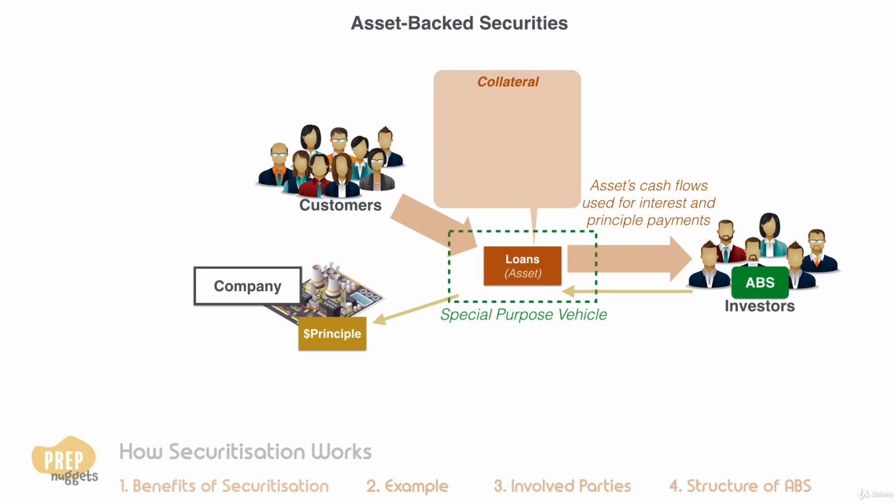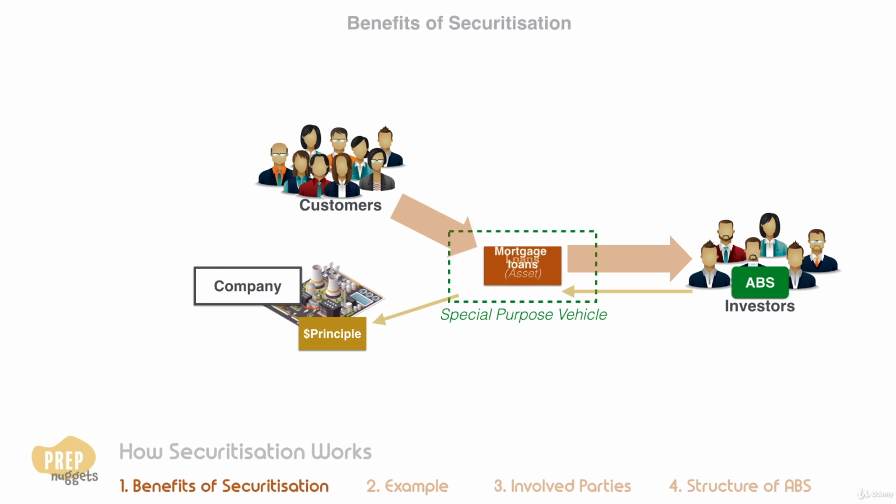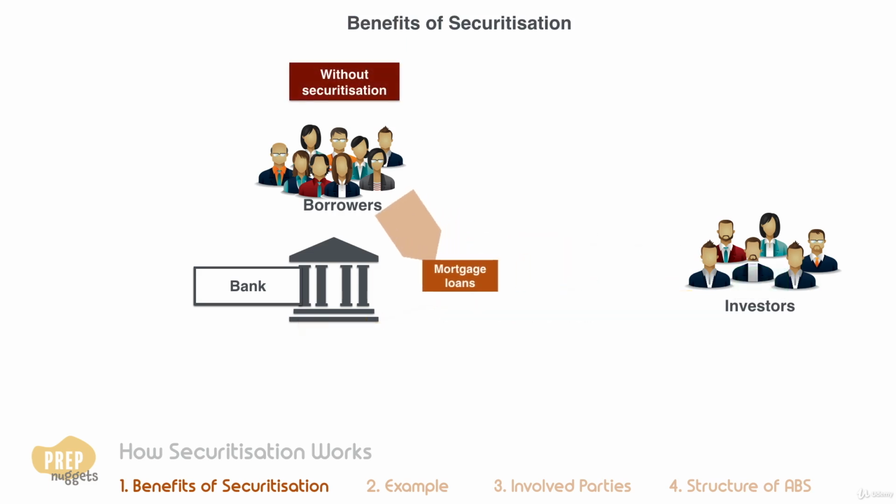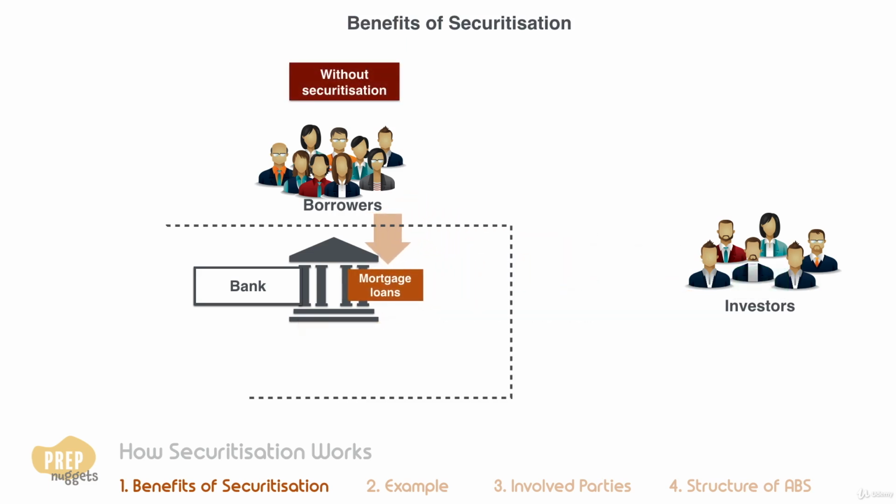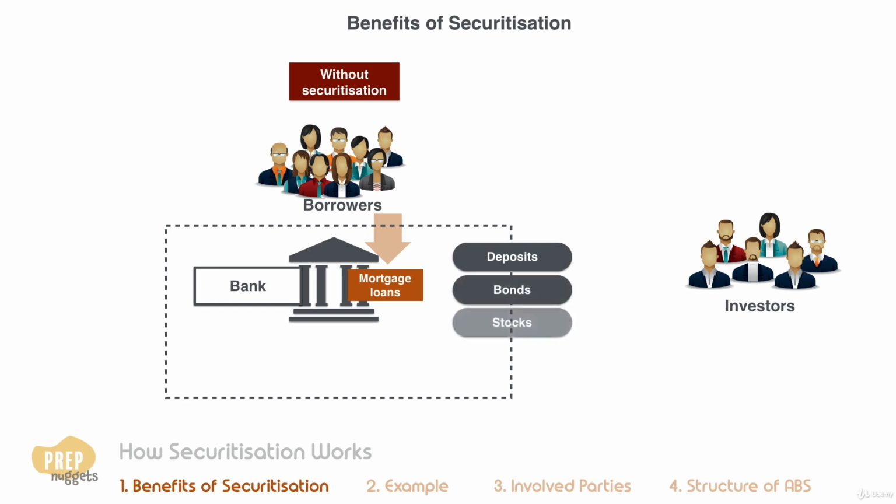These assets are typically loans and receivables such as mortgages, automobile loans, student loans, bank loans, accounts receivables, and credit card receivables. So, what are the benefits of securitization for economies and financial markets? Consider mortgage loans. Traditionally, such loans are originated by banks. Without securitization, if an investor wishes to gain exposure to these loans, they can place a deposit with the bank or invest in the bank's debt or equity securities. None of these is ideal.